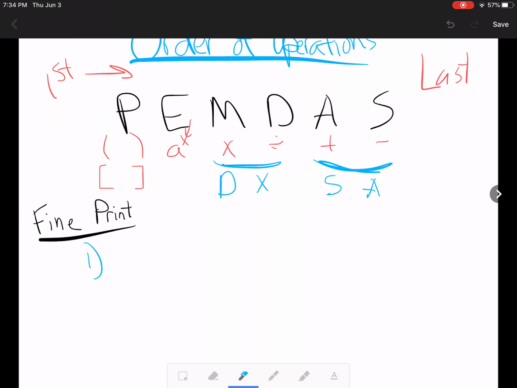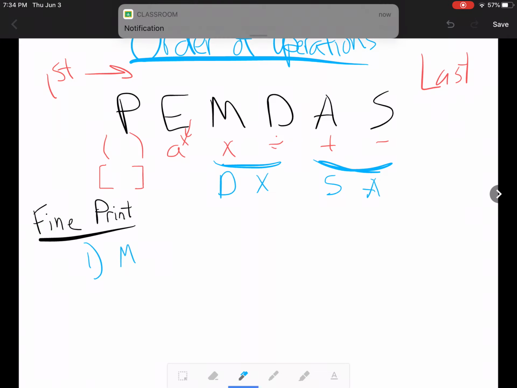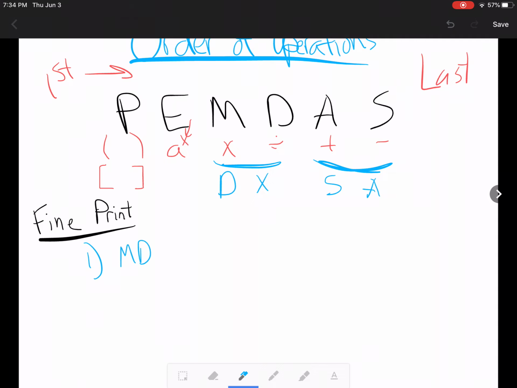So the first thing I want to say with the fine print is that M and D can work left to right. So whatever you see on the left is what you do first. Then you work your way to the right. Same thing with addition and subtraction. You're going to work left to right.